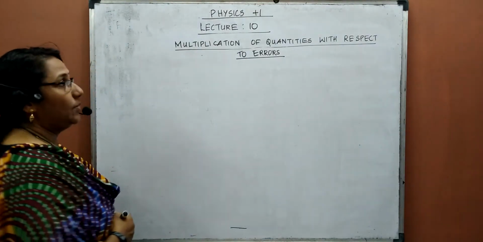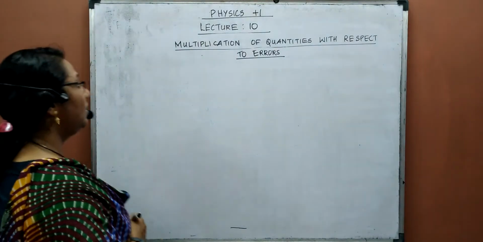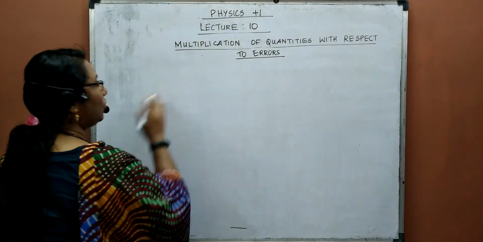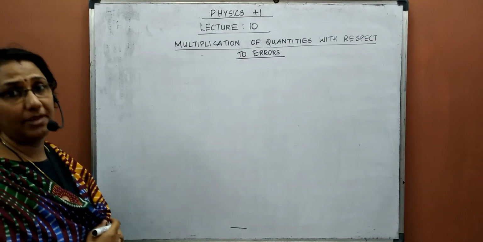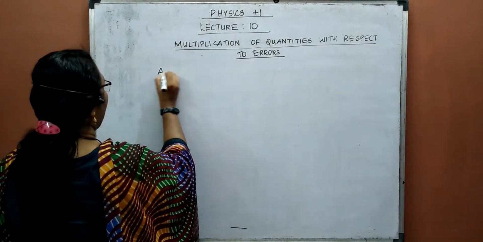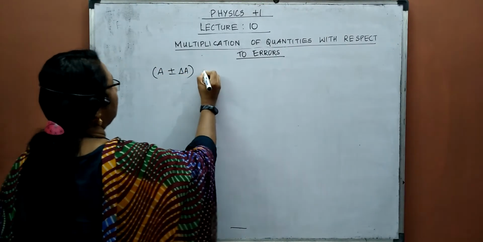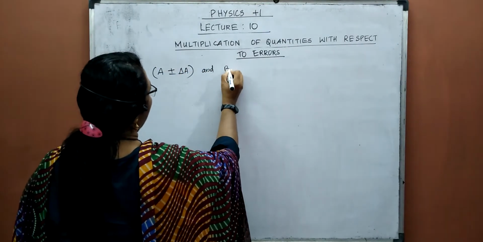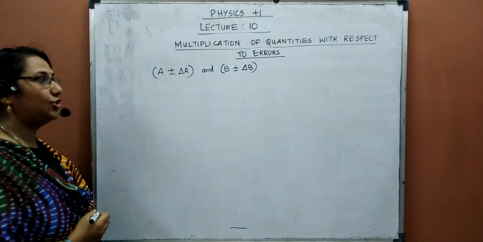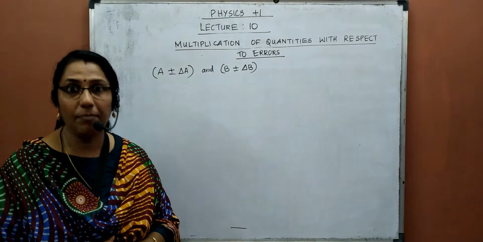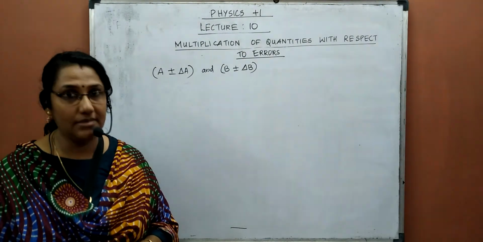We are going to multiply two quantities with respect to the errors. That is, suppose two quantities A and B are given as A plus or minus delta A and B plus or minus delta B.